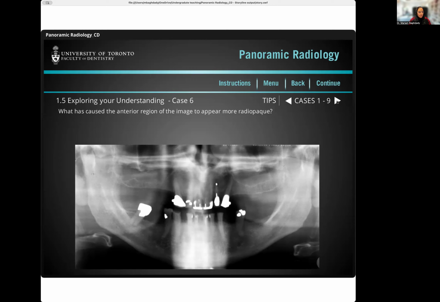What do you think? Did the patient move forward? So if the patient was moved forward, everything would look really large, right? Sorry, moved forward, everything would look minified, right? Mhm. Here we don't have minification, but something else happened here.